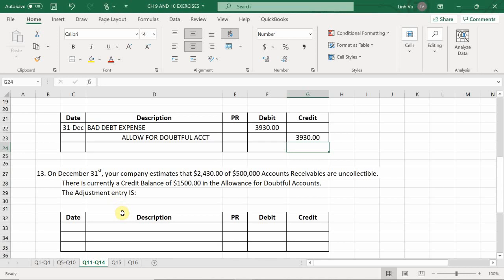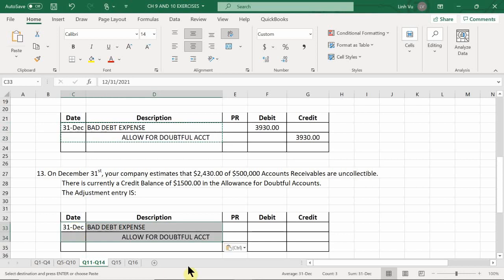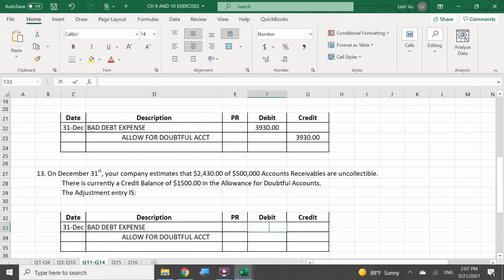Then on the 13th, I'm at the 13th question here. On December 31st, your company estimates that $2,430 of its $500,000 accounts receivable, so here you go, accounts receivable, is currently uncollectible. There's currently a credit balance of $1,500. So once again, the journal entry is going to be the same exact thing, but this time we have a credit balance.